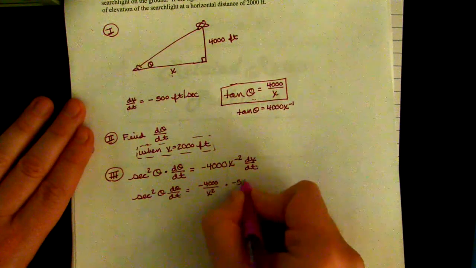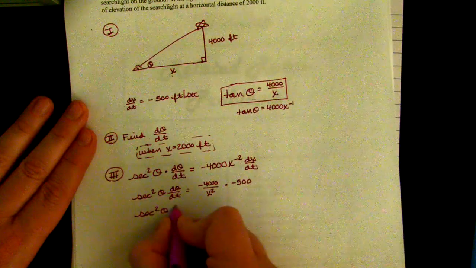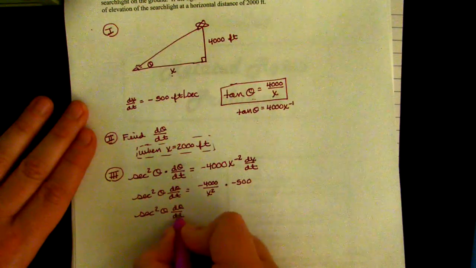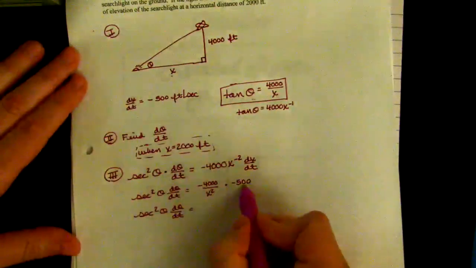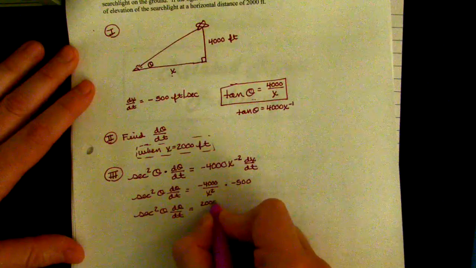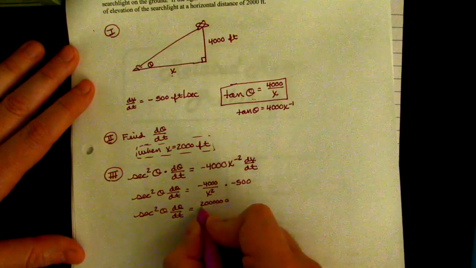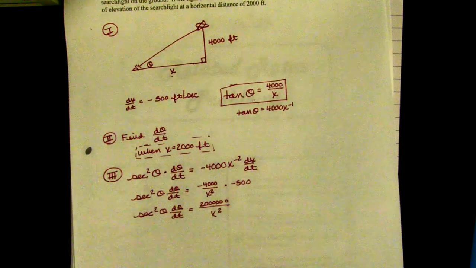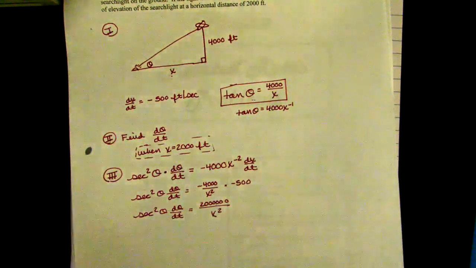Why don't I plug in while I'm at it? And I can say secant squared theta d theta dt equals, oh, we're going to get a lot of zeros here. 1, 2, 3, 4, 5, 6. You're going to get 2 million, I believe, over x squared. Now I need to plug in.